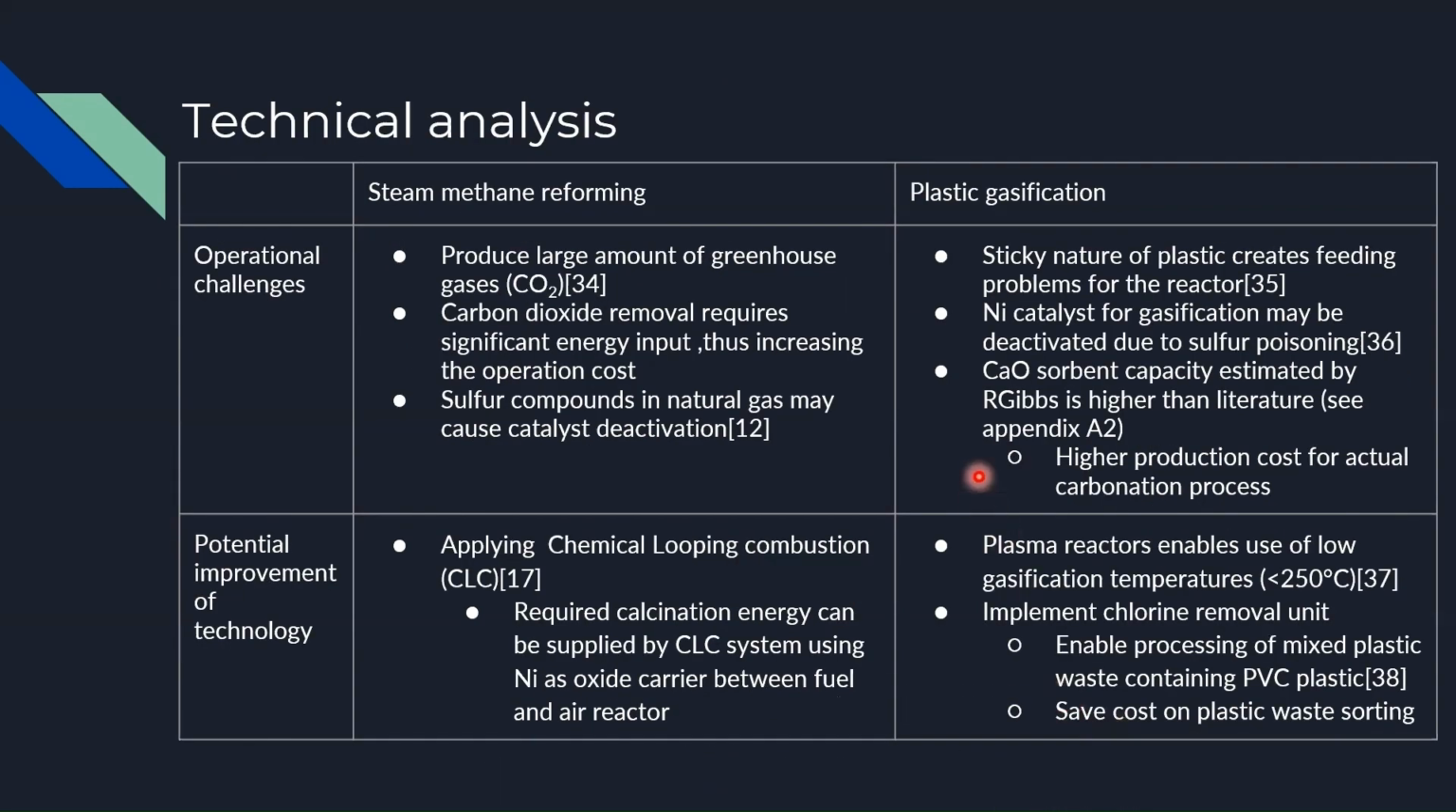In reality, molten plastic waste may create reactor feeding problems, and the gasification catalyst may suffer deactivation due to sulfur content in the feedstock. Appendix A2 shows the actual carbonation process will require 1.28 times the amount of calcium oxide in simulation, which increases the production cost. Potential improvements to the process include the use of plasma reactors and chlorine removal units, so that the process can accommodate real-life mixed plastic waste containing PVC plastic.